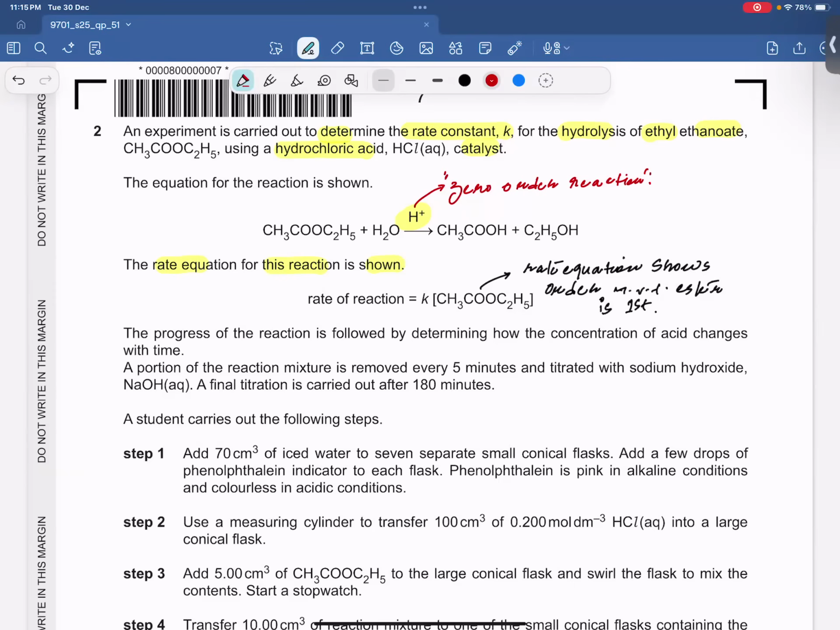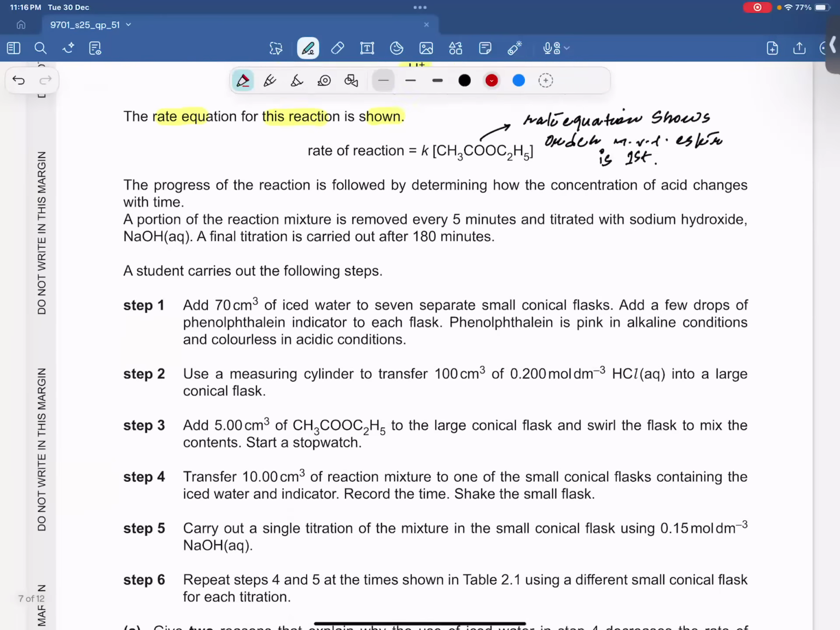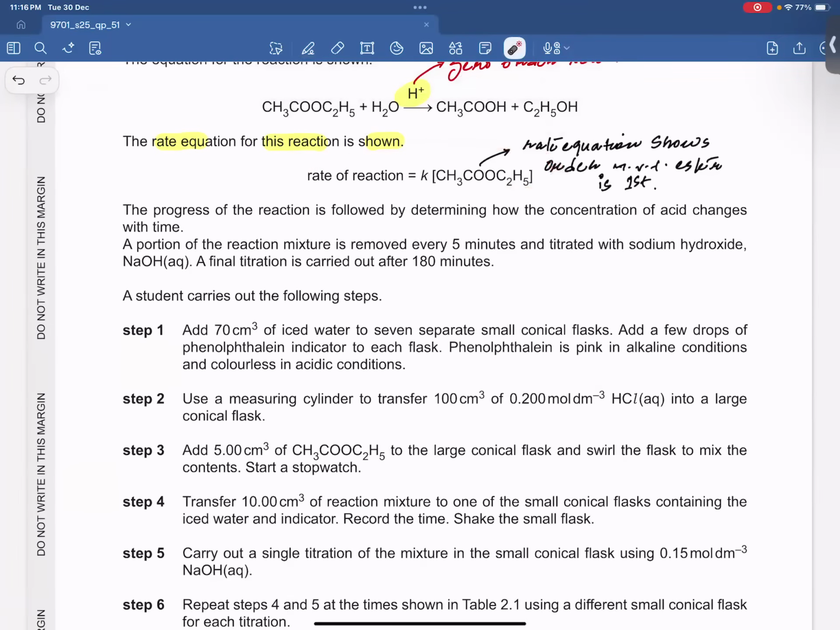Sometimes examiners change things like that, okay? So for this question it is zero order because it is not given in the rate equation, which means it is zero order. The progress of the reaction is followed by determining how the concentration of acid changes with time. So a concentration versus time graph must be expected. A portion of the reaction mixture is removed every 5 minutes and titrated with sodium hydroxide, NaOH. The final titration is carried out after 180 minutes.